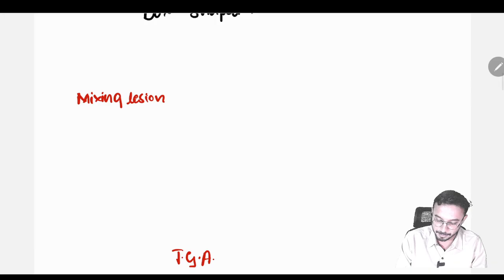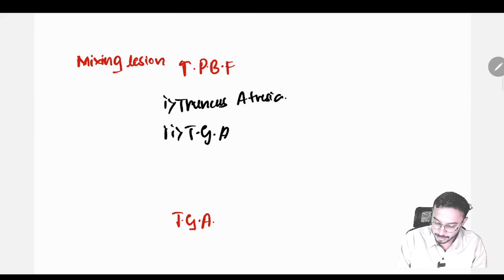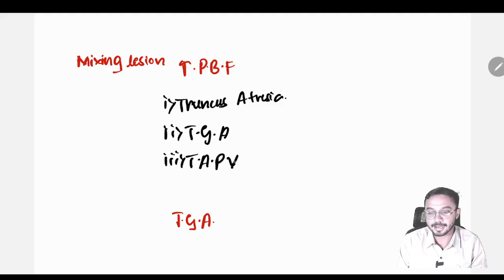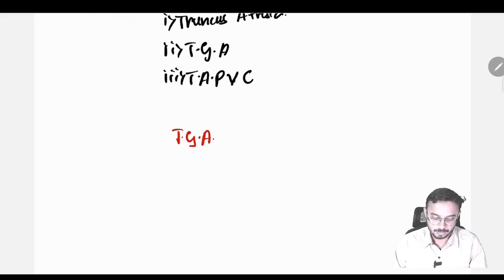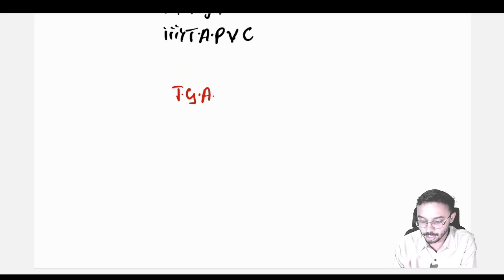Okay, and next is mixing lesions. So very important, mixing lesions have increased pulmonary blood flow. Examples are truncus arteriosus, TGA, transposition of great arteries, and TAPVC, total anomalous pulmonary venous connection. Okay, and what do you mean by this? TGA is nothing but transposition of great arteries.